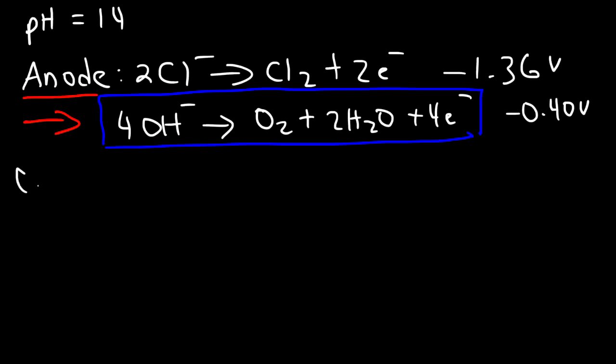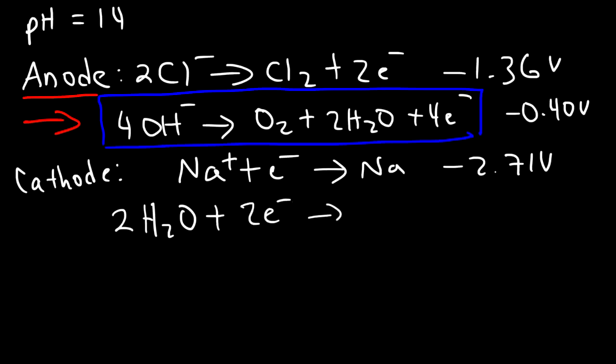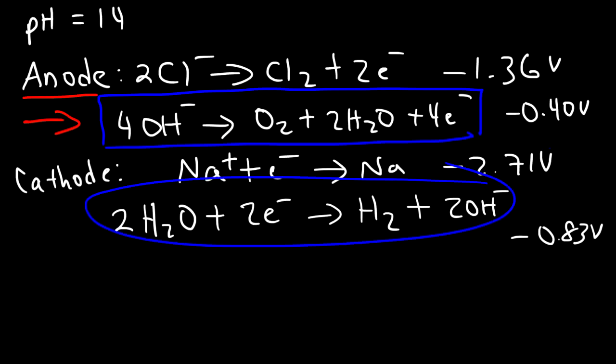Now what about the cathode? Under basic conditions, this reaction will not occur. The cell potential is simply too high. Now this reaction can occur under basic conditions. Water can receive electrons and turn into hydrogen gas plus 2 hydroxide ions. And the cell potential for this is negative 0.83 volts. So it's a lot easier to get this reaction going than the other one.